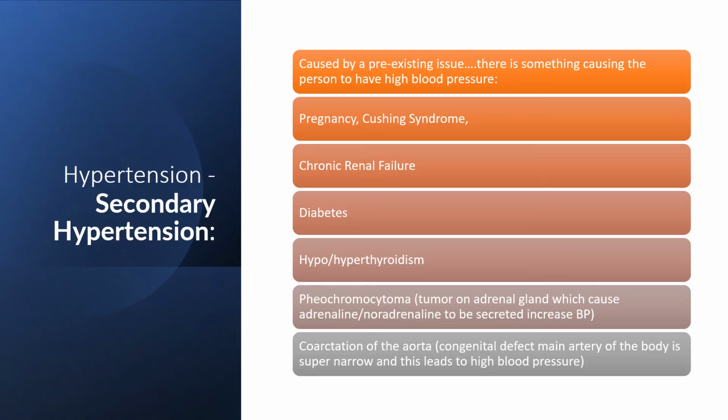There's something called secondary hypertension. It's caused by a pre-existing issue. There's something causing the person to have high blood pressure. Pregnancy, Cushing syndrome, chronic renal failure, diabetes, hypothyroidism, all of that causes it. So your patients who come to the emergency room or who are in hospital may present with hypertension, may not have a family history, may not have any of those risk factors, but here you have it, renal failure. The kidney regulates fluid, regulates blood pressure. The kidney does that. All right.